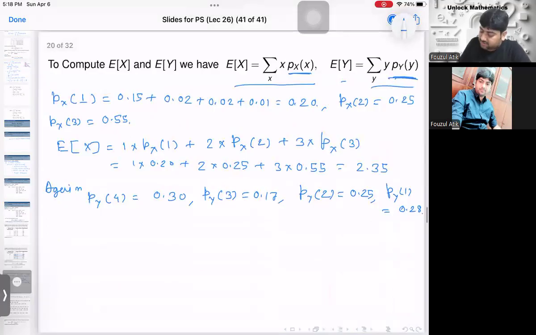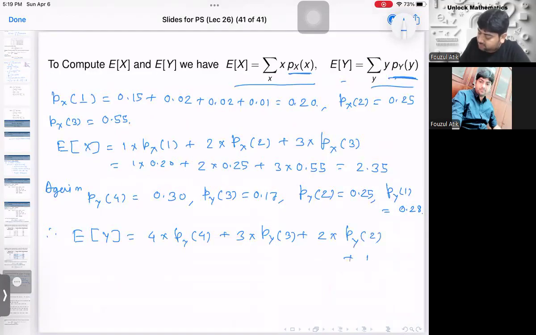And therefore, E of y is what? Expectation of y is 4 into Py of 4 plus 3 into Py of 3 plus 2 into Py of 2 plus 1 into Py of 1. And if you put in the values, you will get this answer as 2.49. Right? So therefore we got all these things.